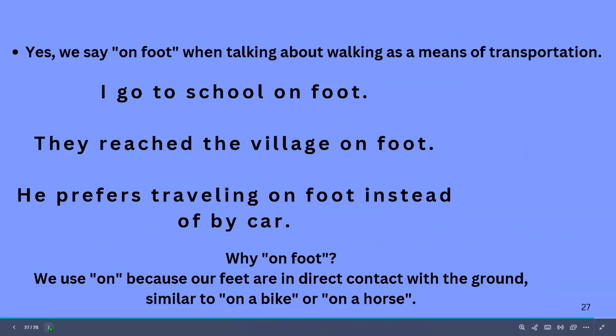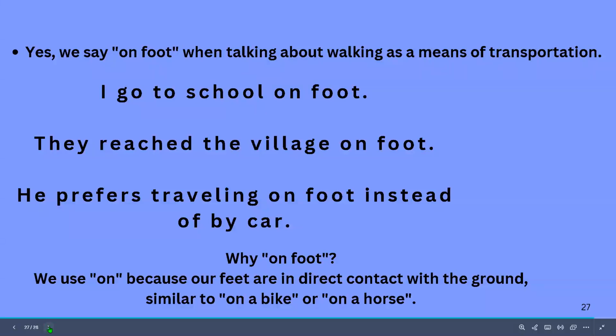Yes, we use on foot when talking about walking as a means of transportation. I go to school on foot. On foot, when we say it is the means of transportation. They reach the village on foot. One who comes on foot, if they reach the village, we say they reach the village on foot. He prefers traveling on foot instead of by car. Okay. Old people, they like to come on foot.